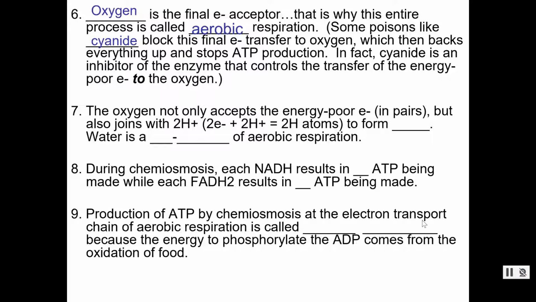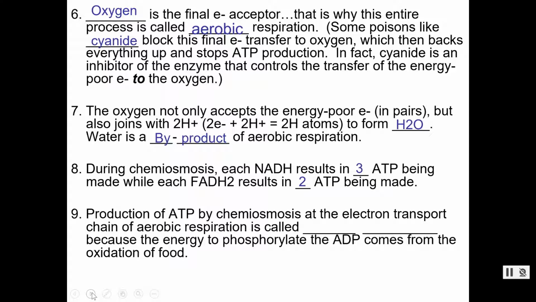Anyway, let's go back to this. Cyanide will stop that. Let's see what else is going on. Oxygen accepts the electrons in pairs because that's how many electrons it can take with its valence shells. Hydrogens also are involved, and 2 hydrogens plus the 2 electrons plus the 1/2 O2 gives us water, and water is a byproduct. During chemiosmosis, every NADH gives us 3 ATPs, FADH2 gives us 2 ATPs.